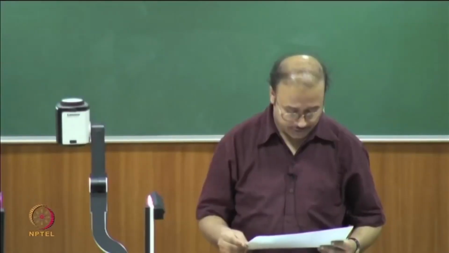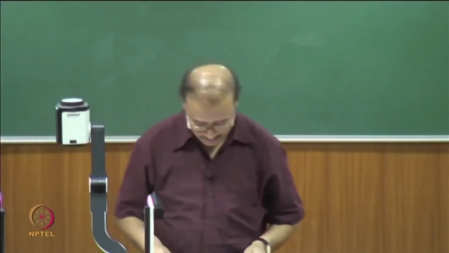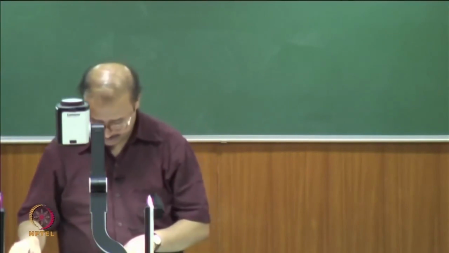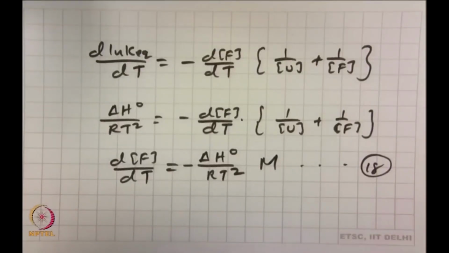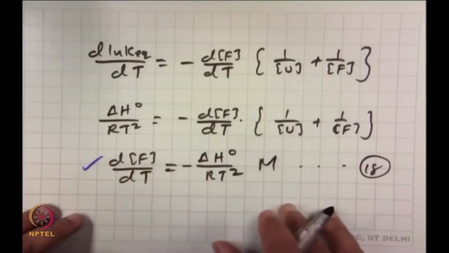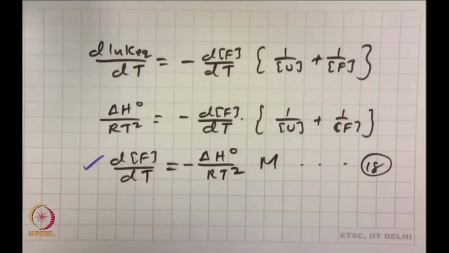So let's carry on with the discussion on the temperature jump technique. This is the last equation we derived yesterday, equation number 18, where the change of the concentration of the folded state with temperature is given by this, with a negative sign, delta H naught over RT square times m.